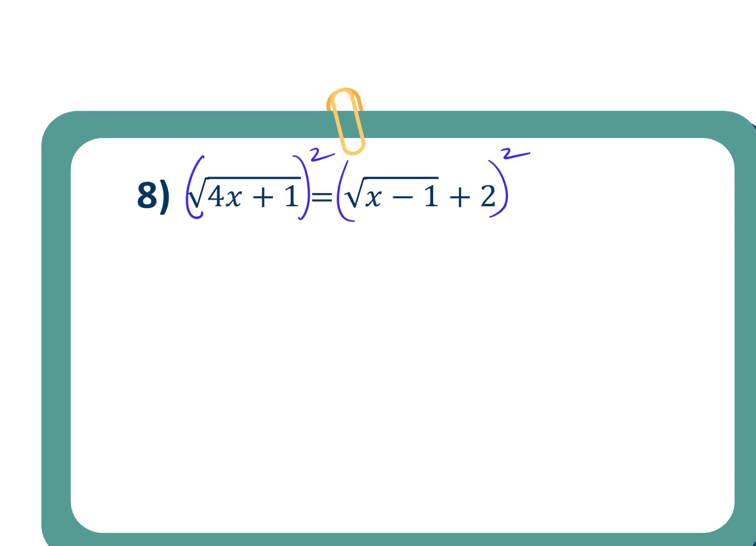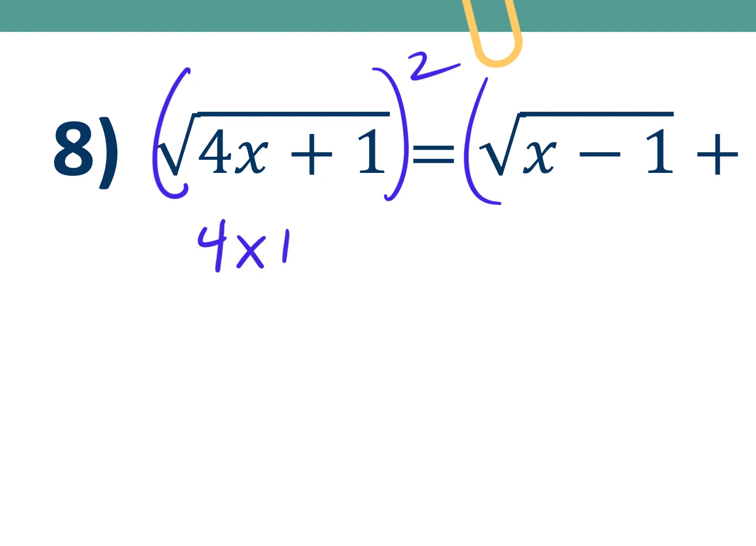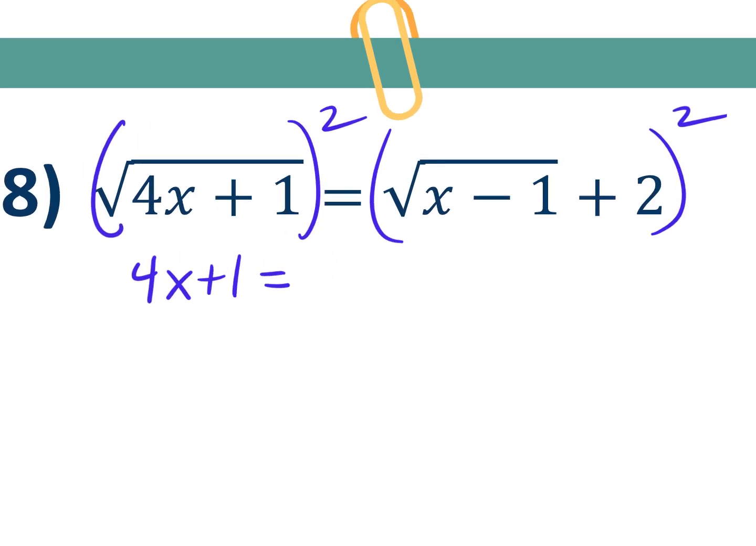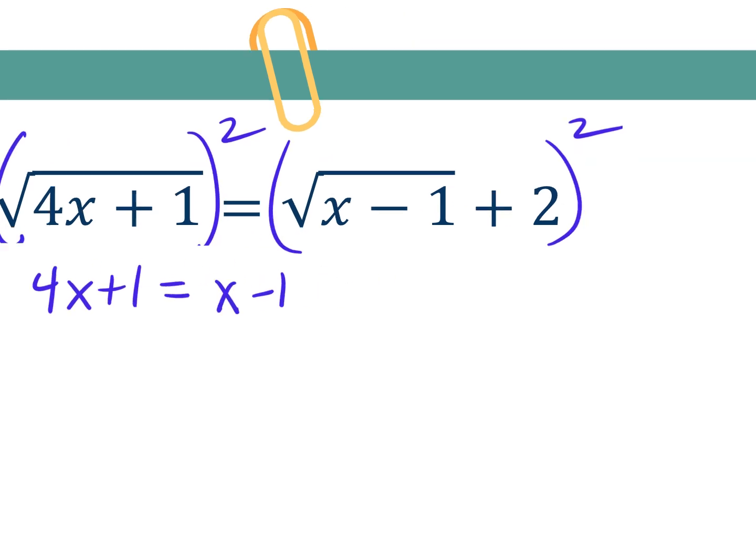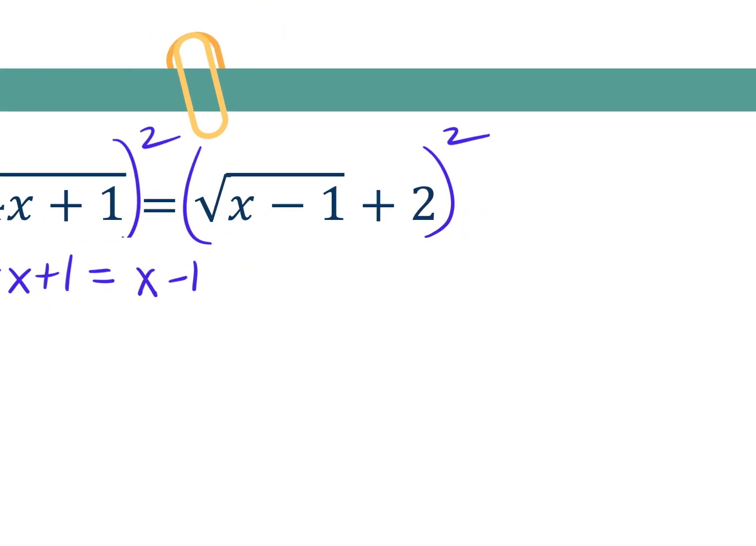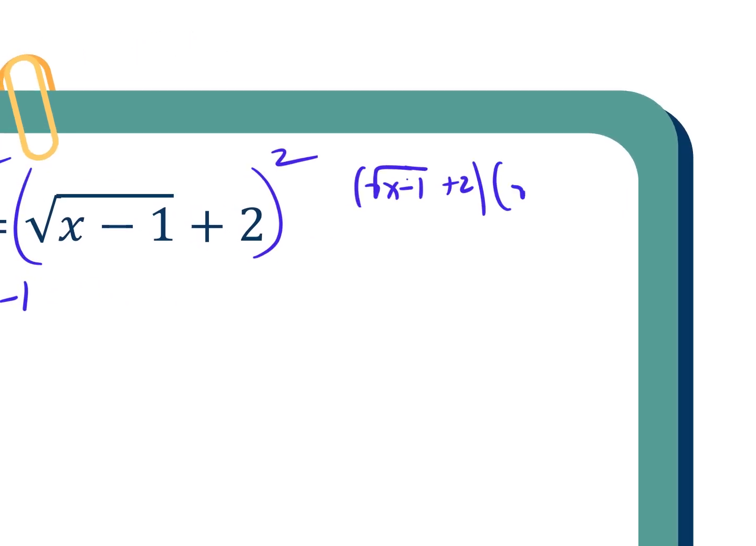Square, square. So I'm left with 4x plus 1 equals, when I FOIL this, root x minus 1 times root x minus 1. It's just going to cancel. Gives me x minus 1. Let me write it up so you guys can see it. It's square root of x minus 1 plus 2 times the square root of x minus 1 plus 2.